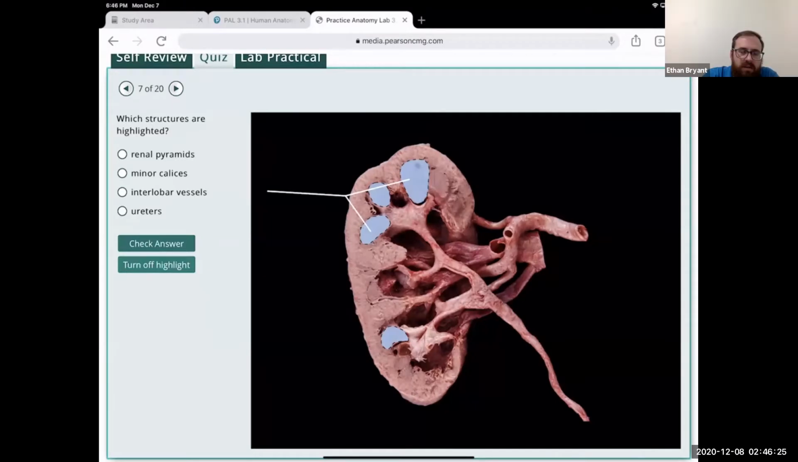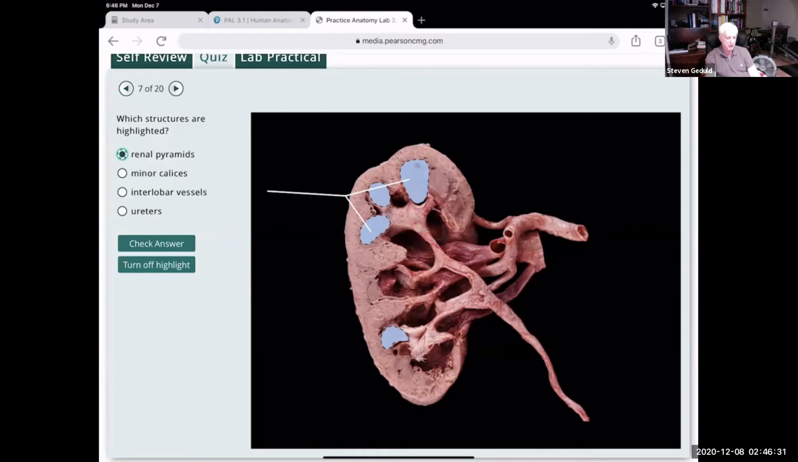Those are the pyramids, I think. I think you're right. Those look like the renal pyramids to me too, because your minor calyces are down here, your interlobular vessels are down here, and your ureters way down here. So I would say that'd be the renal pyramids. Perfect.